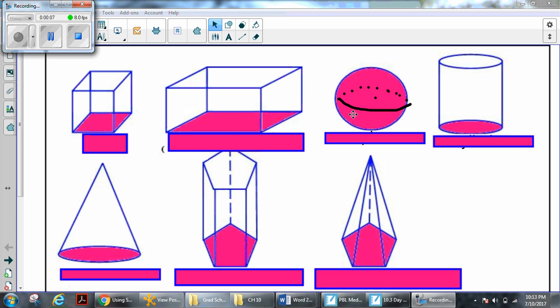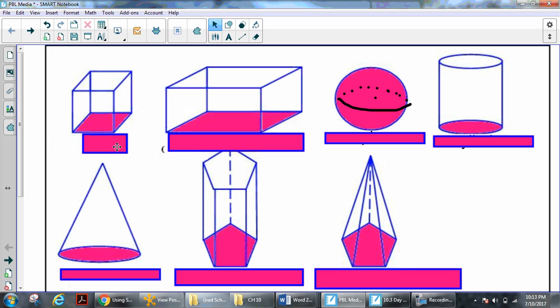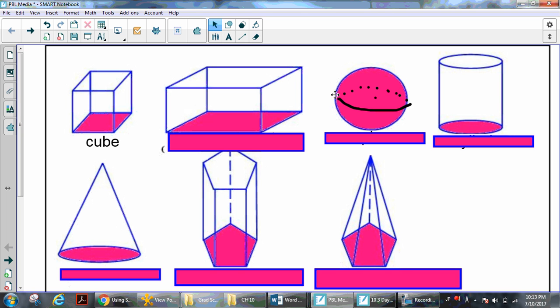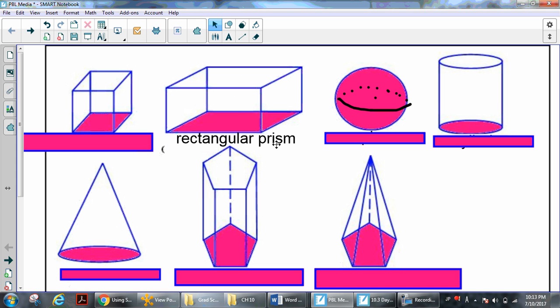On this slide you can see how we have several different 3D figures. Here we have our cube. It's got 6 sides, it's like a die, each side is a square. Similar to a cube, this second figure has 2 rectangular bases, so we actually call this a rectangular prism.